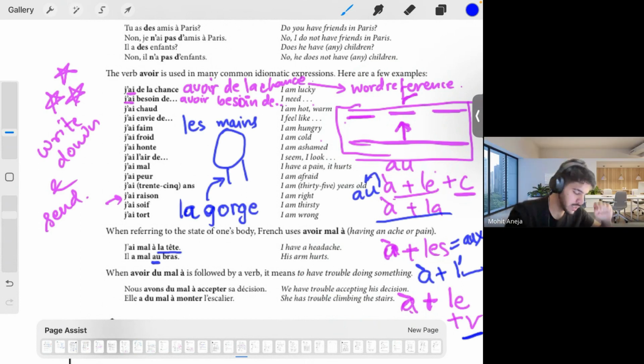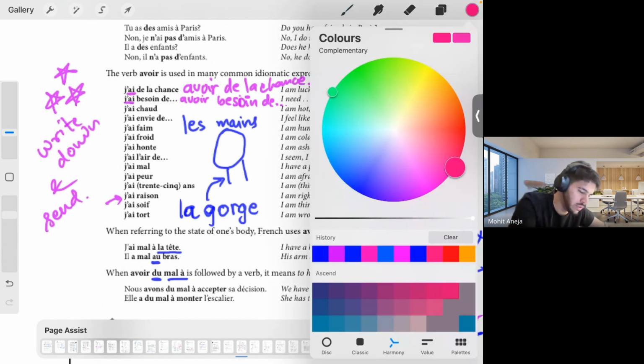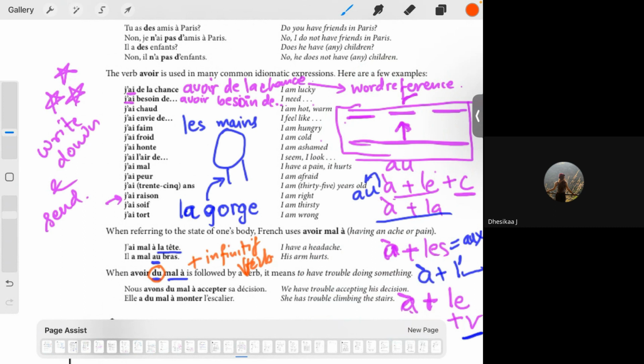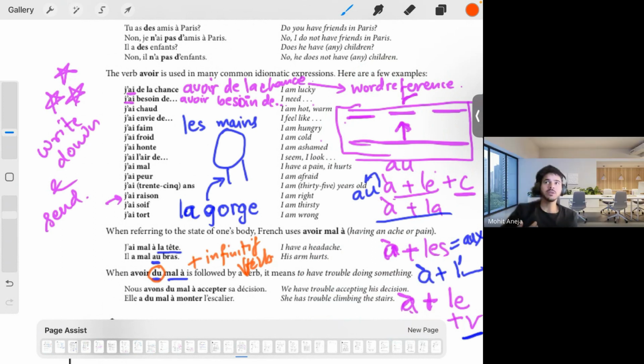The only difference is: avoir du mal à faire quelque chose. The only difference from what we learned just now is this simple word du. Avoir du mal à faire quelque chose. And it's always followed by an infinitive verb. Avoir du mal à faire quelque chose means to have difficulty doing something. This has nothing to do with hurting or paining. It's not about the physical pain, it's about the difficulty in doing that verb that you're going to say.